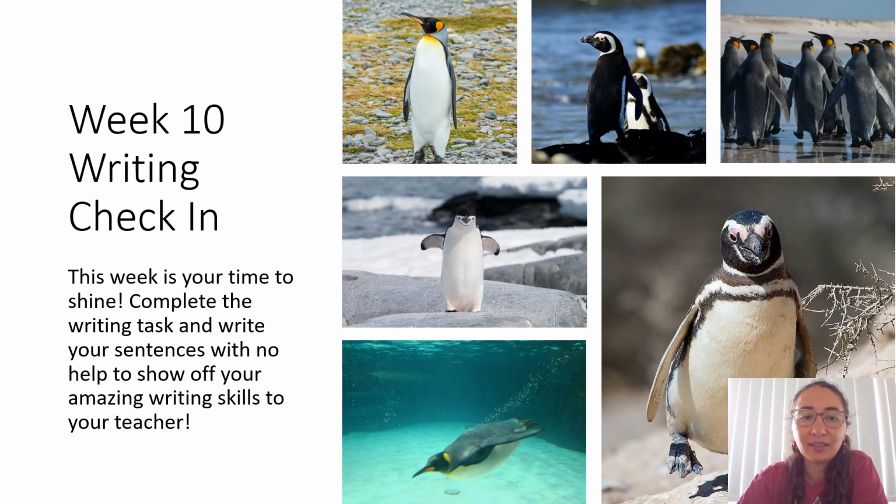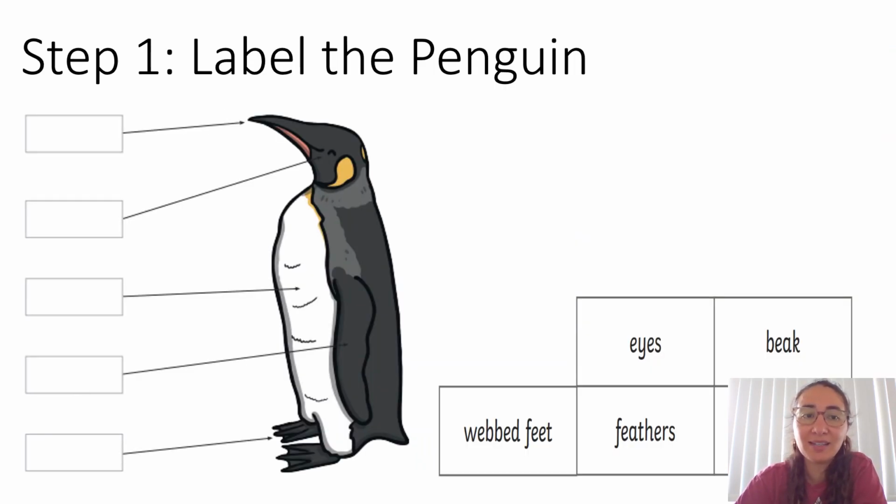Today, you are going to be looking at penguins. It's going to be an informative text, so you will write information sentences all about the penguin. Your first task today is to label the penguin. We've got the 5 topic words here. So you have beak, eyes, feathers, webbed feet, and flippers.